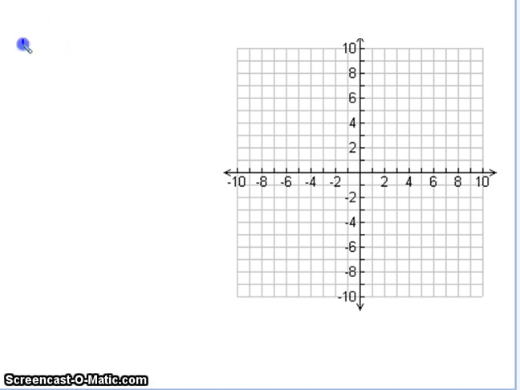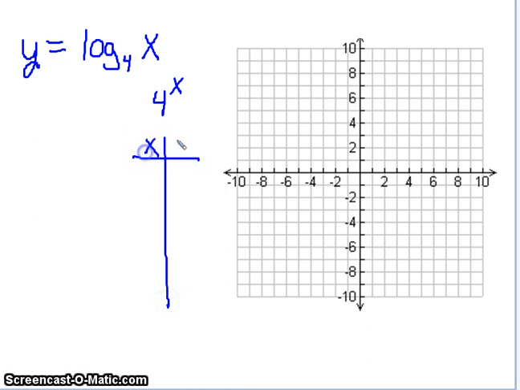What happens if I want to graph y equals the log, I don't know, let's do base 4 of x. If I want to do y equals log base 4 of x, then this is my logarithmic function. In order to find my exponential, I'm going to do 4 to the x. The 3 points that I like are -1, 0, and 1. If I plug in a -1, that's going to give me a 1/4. If I plug in a 0, that's going to give me a 1. And if I plug in a 1, that's going to give me a 4. This is all exponential.